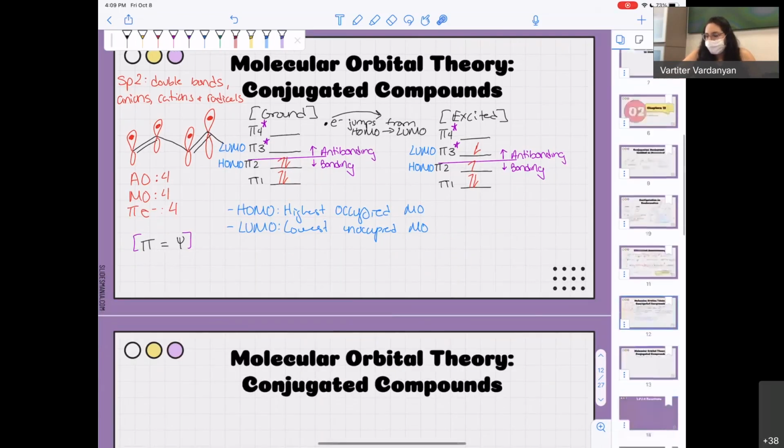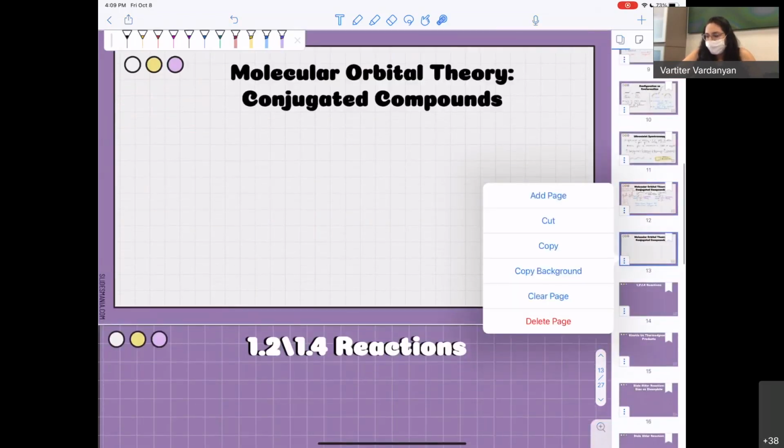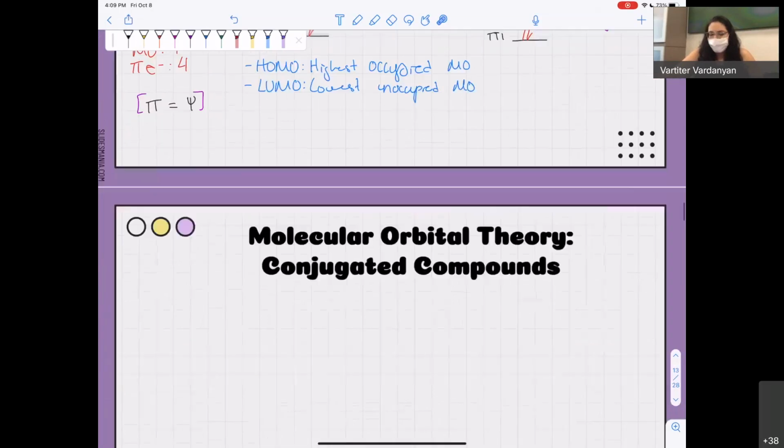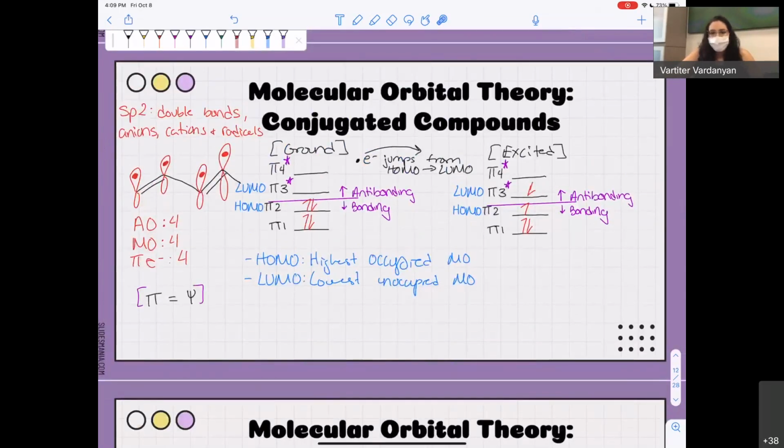While you take a look at that, I'm just going to copy and paste this page because, as always, I don't give myself enough pages. And yes, the excited state is always jumping from HOMO to LUMO, and the pi numbers change depending on your molecule.